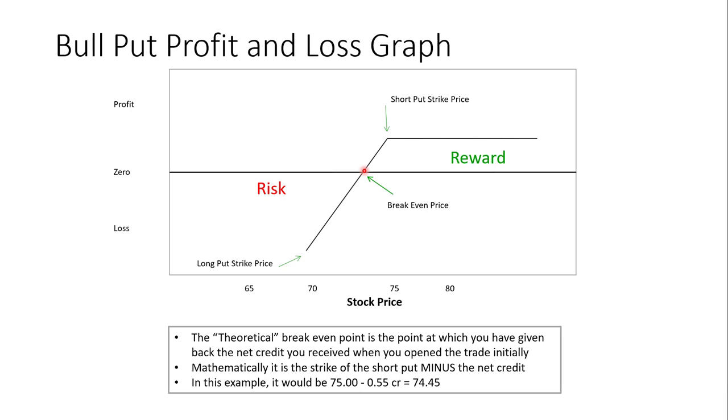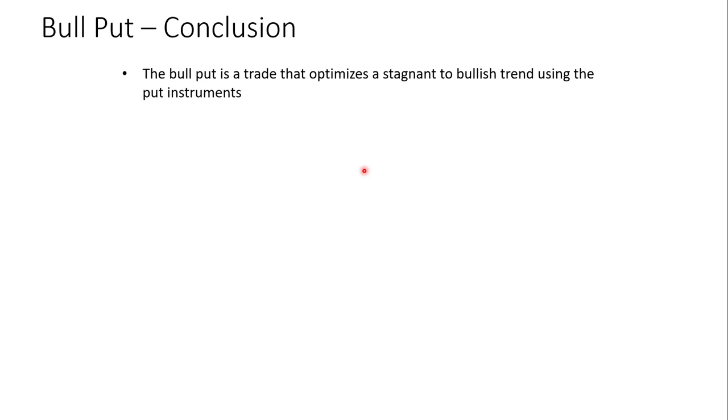Now, in that example, it was different. 75 minus a 55 credit, all right, 74.45. My example and what's on the screen differ, but you get the point. All right, the conclusion. Bull put is a trade that optimizes a stagnant to bullish trend using put instruments.